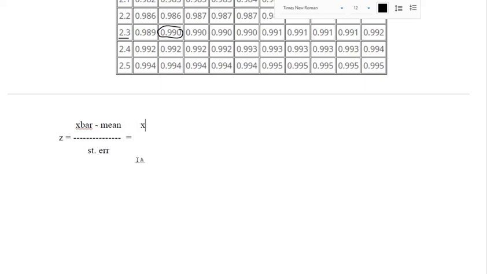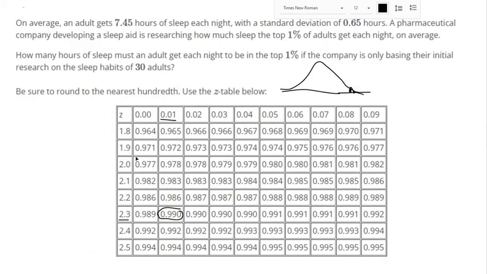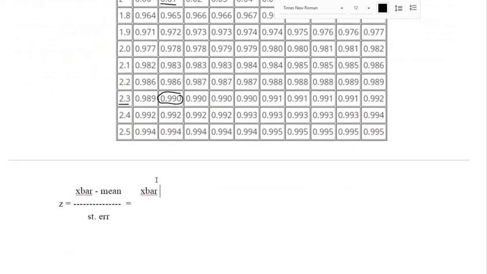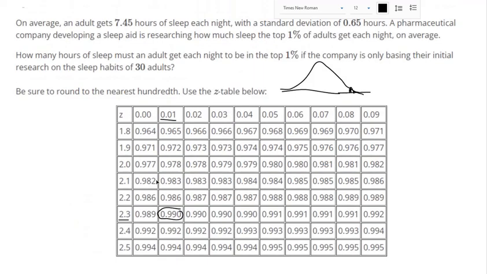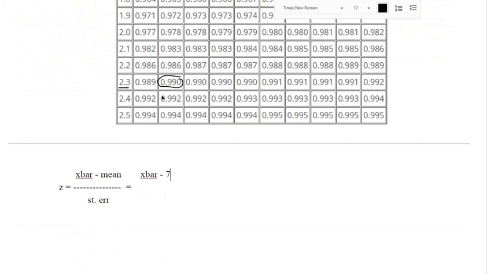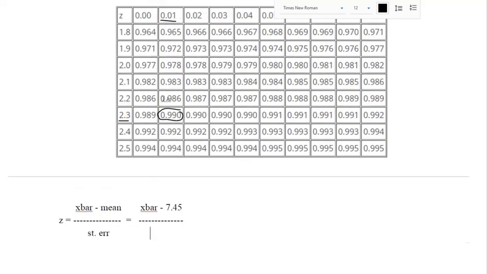So x bar we don't know. We don't know what the sample mean is. The population mean, they tell us, is 7.45. They say for all adults. That's the average. And then the standard error we've got to calculate.